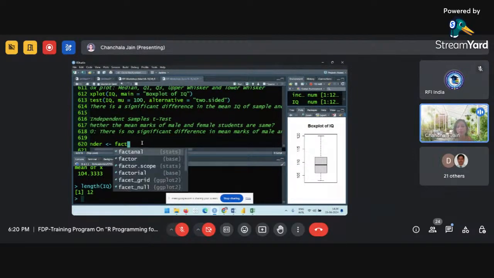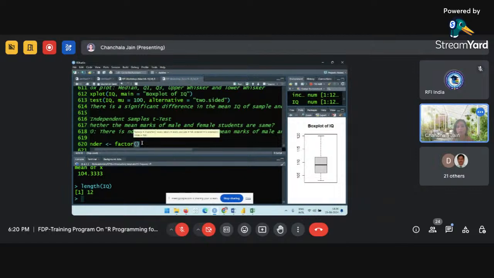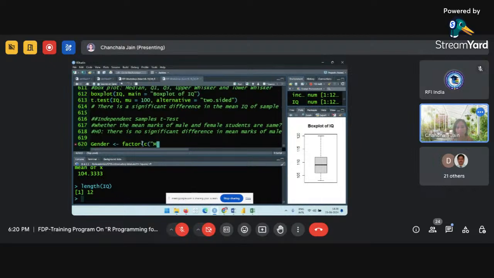And if you can recall, I have told you this thing, if we are talking about the categorical variable, we need to make it as a factor. So I'm using the factor function here now, right? Now I am writing, suppose M, F. Okay. I think a rep function also I can use, yes or no?